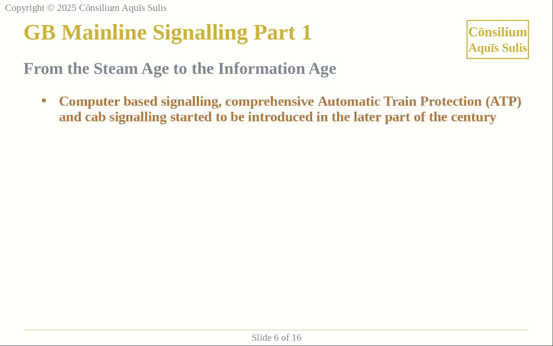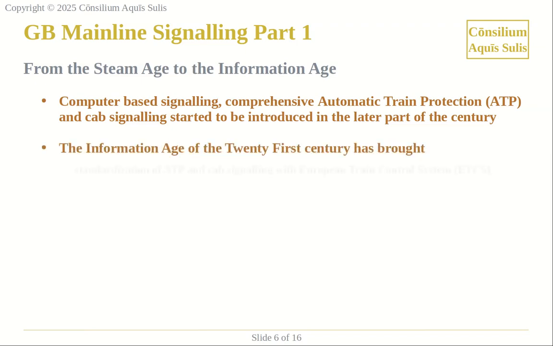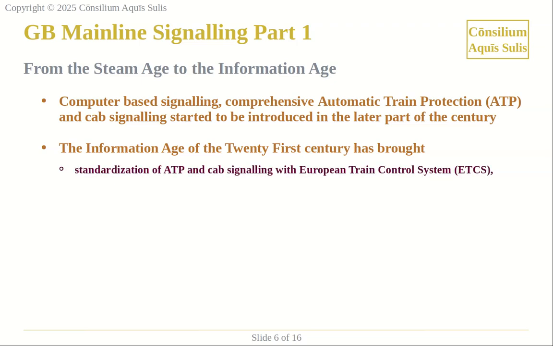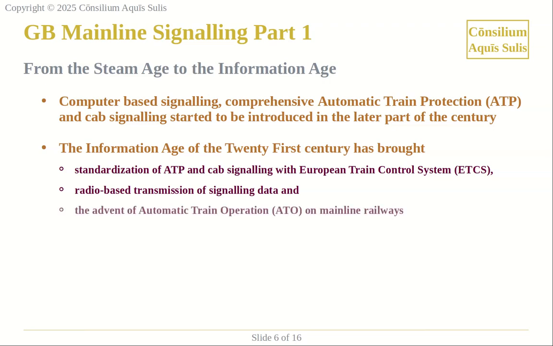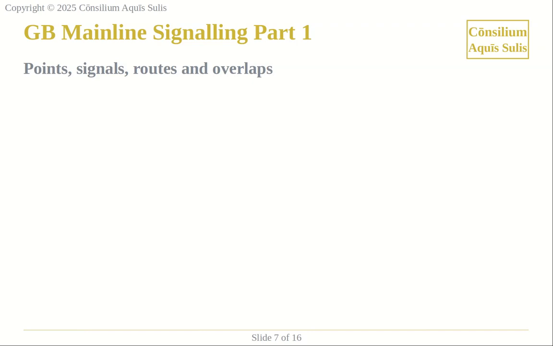We then looked at the role of computer-based signalling and comprehensive automatic train protection, ATP, and cab signalling that started to be introduced in the latter part of the century, and then came to be standardised with the European Train Control System, ETCS, in the information age of the 21st century. ETCS also brought radio-based transmission of signalling data and the advent of automatic train operation, ATO, on mainline railways.